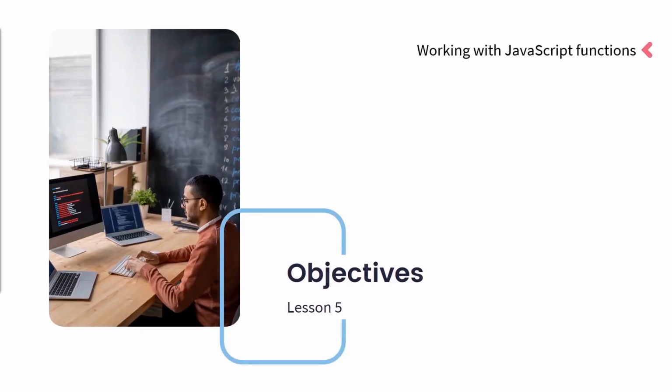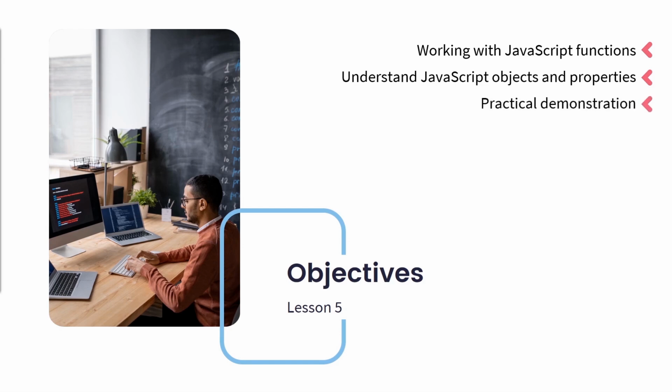Now, our first topic for today is working with JavaScript functions. And essentially, here we will just define JavaScript functions. We'll also understand why they are used in JavaScript and exactly how powerful they are. And then we'll wrap this section up with a couple of code examples. Then we'll move on to understanding JavaScript objects and properties. And this is quite important as we progress through the web development part of this course. And then lastly, as per usual, we'll have a practical demonstration using code.